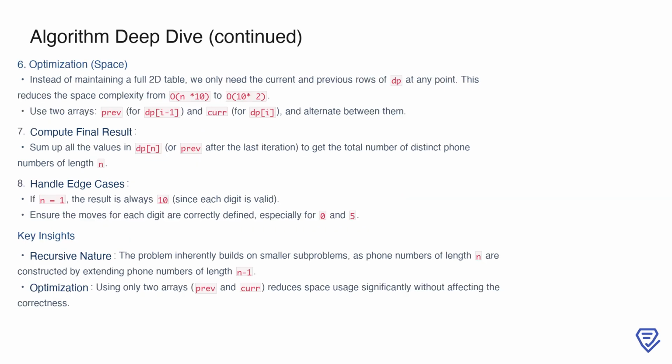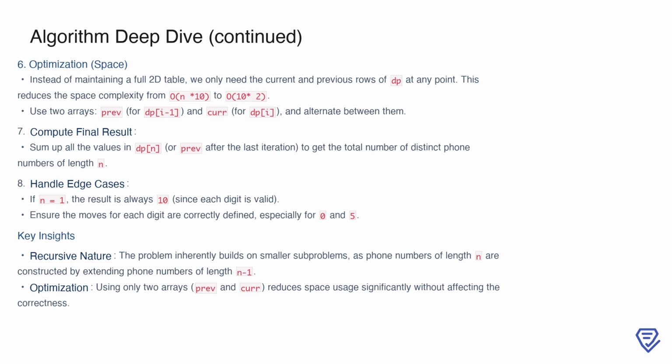To optimize the space complexity of our solution, we note that at any step, we only need the current row and the previous row of the dp table. Instead of maintaining a full 2D table, we use two arrays, previous to store the values of dp[i-1], and cur for dp[i]. These arrays alternate between iterations, reducing the space complexity from n*10 to 10*2, which is effectively constant space relative to n. After computing all the values up to length n, the final result is obtained by summing up all the values in dp[n], or equivalently, in the previous array after the last iteration.